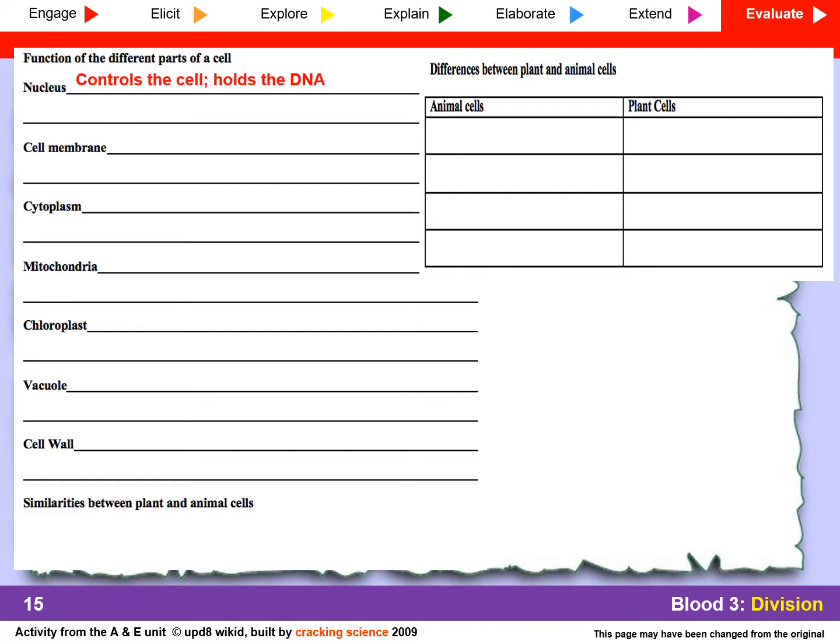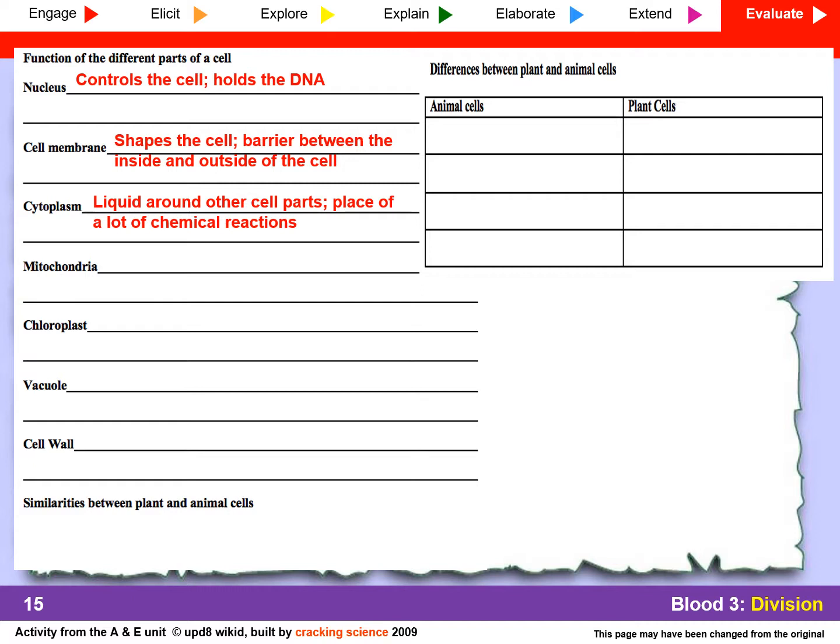The nucleus, of course, that's the control center, and that's what holds all the DNA and controls the functions of the cell. Cell membrane gives the shape of the cell, and it's the barrier that controls what goes into the cell and out of the cell, so what's inside and what's outside. Cytoplasm is a thick liquid around the cell parts. It helps hold things in place, and it's where all the chemical reactions are going to occur. Mitochondria is going to do respiration. Remember those 7 characteristics of a living thing, right? So respiration is one of them. So it's going to release energy from glucose and oxygen.